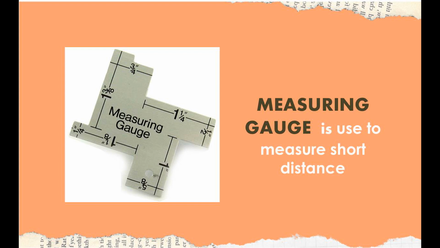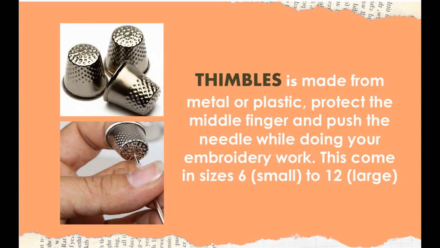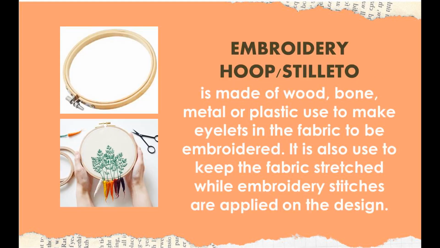Tools. Measuring gauge. Measuring gauge is used to measure short distance. Tape measure. Tape measure is used for measuring more than 1 foot distance or materials. Thimbles. Thimbles is made from metal or plastic, protect the middle finger and push the needle while doing your embroidery work. This come in sizes 6, small, to 12, large.